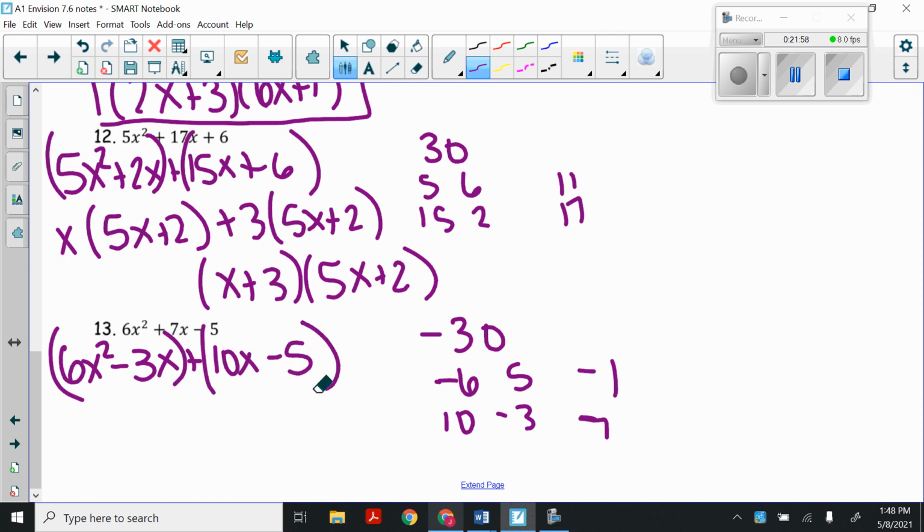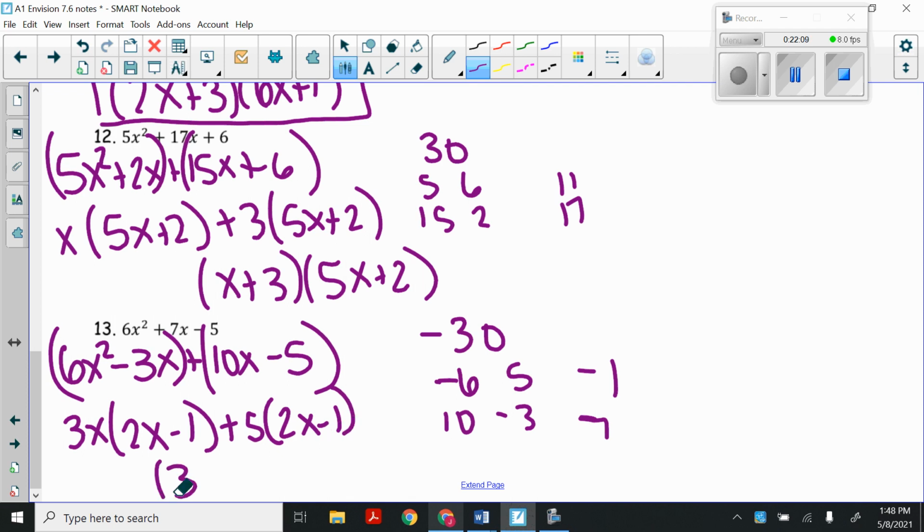Group them together. The first set I can pull a 3x out, and I'm left with 2x minus 1. The next set I can pull a 5 out, and I'm left with 2x minus 1. So when I combine, I have 3x plus 5 and 2x minus 1, and that is my answer.